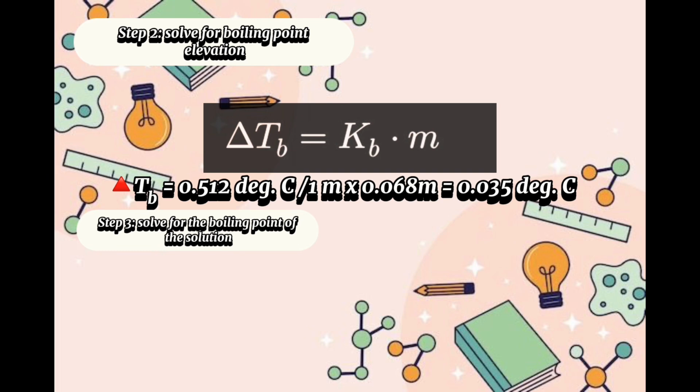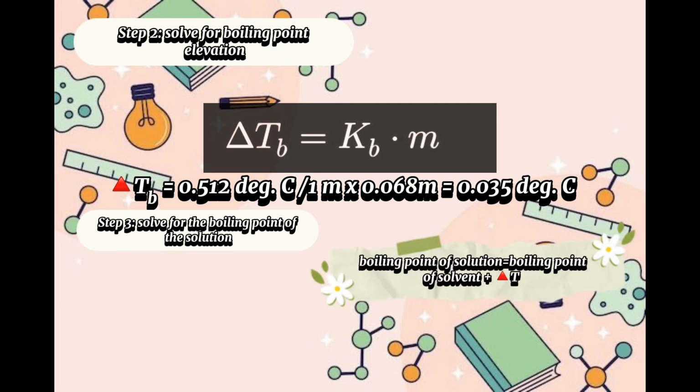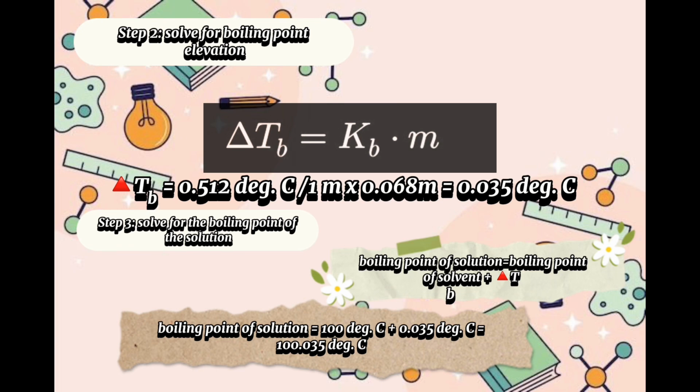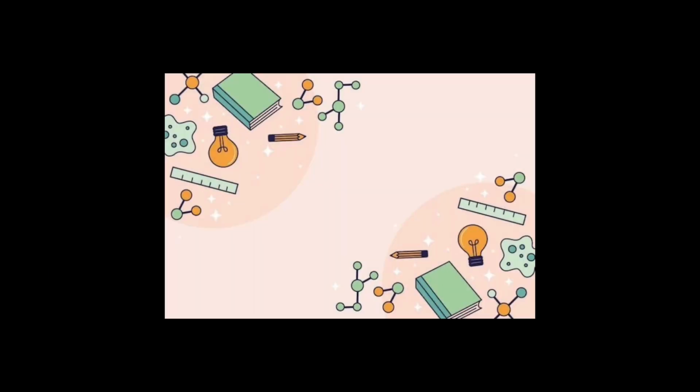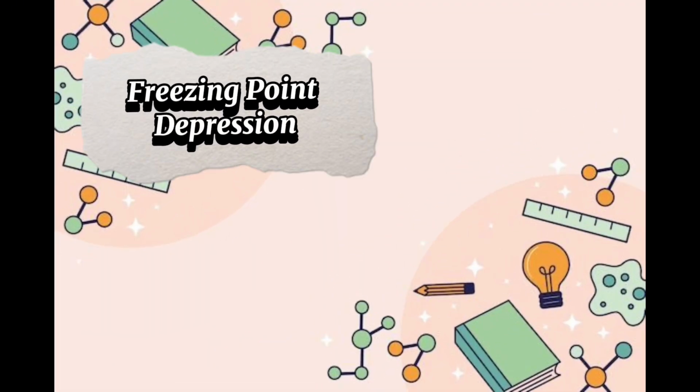The last step is to solve for the boiling point of the solution. Since the boiling point of the solution is equal to the boiling point of the solvent plus delta T sub B, we substitute: 100 degrees Celsius plus 0.035 degrees Celsius. We will have 100.035 degrees Celsius.